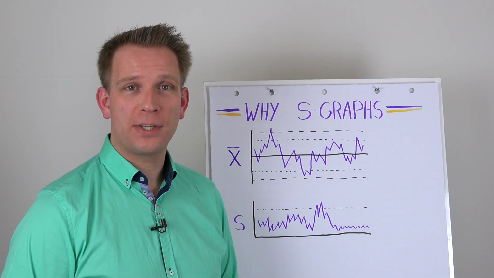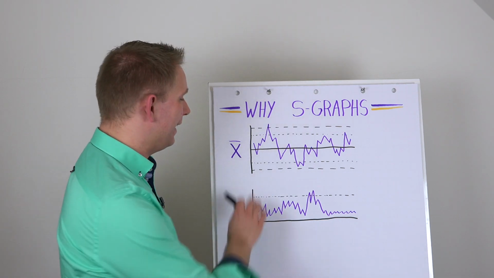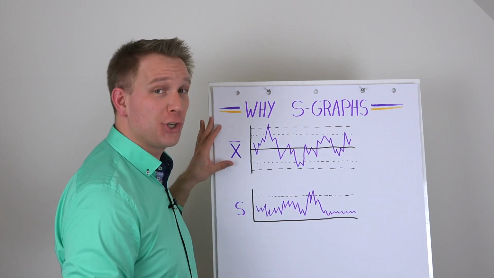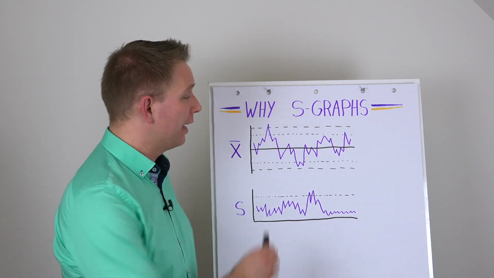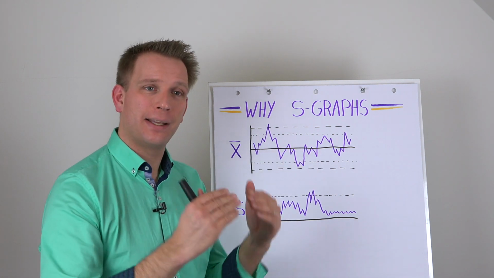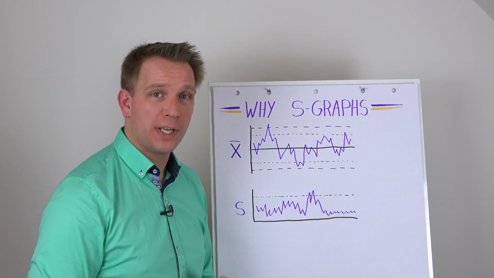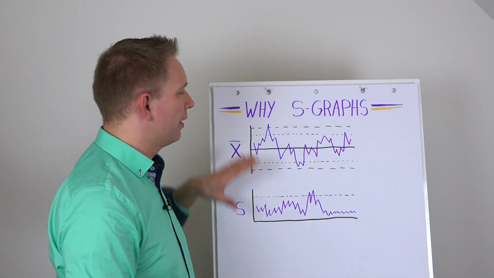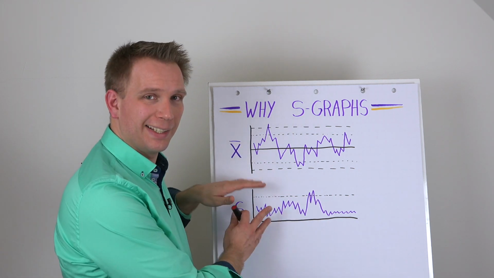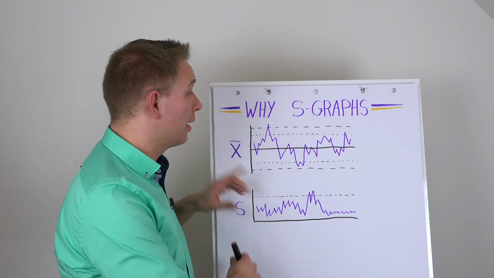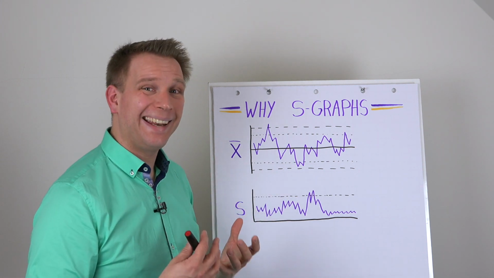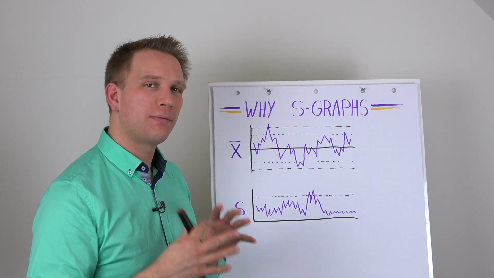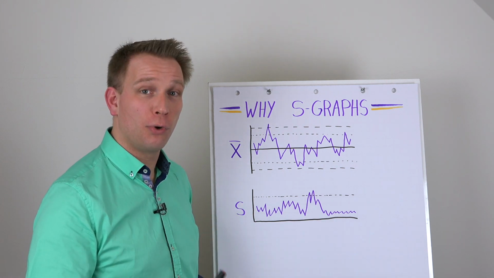Now let's start by saying that in an X bar and S control graph, the X bar chart is really more important. This displays the data of the midpoint of your process moving around. This is about the spread within the sample. This is more the sampling process. But having said that, it can help you to identify things going wrong with your statistical process control process.